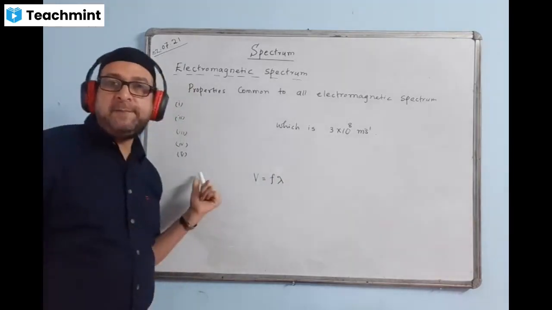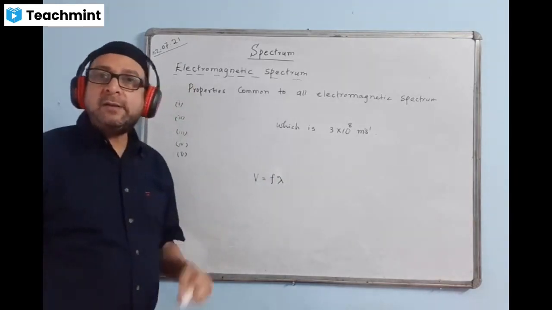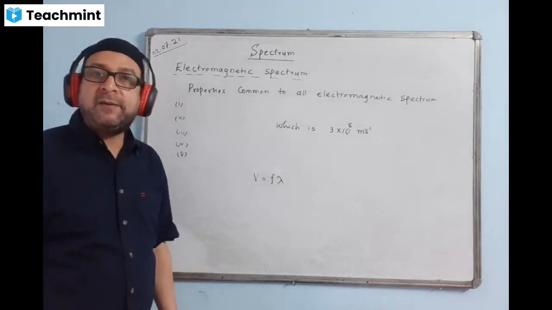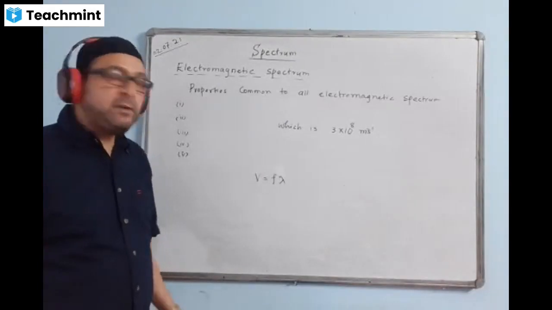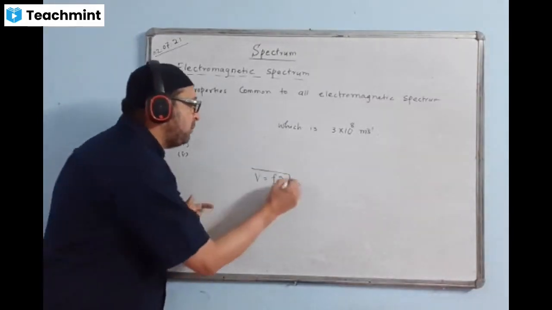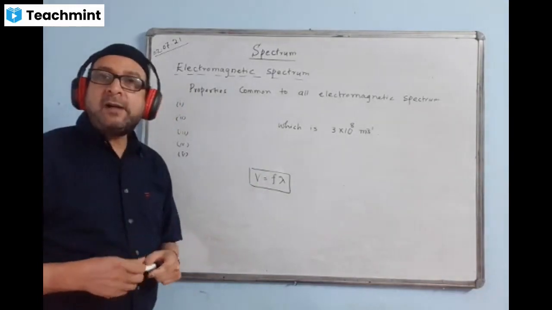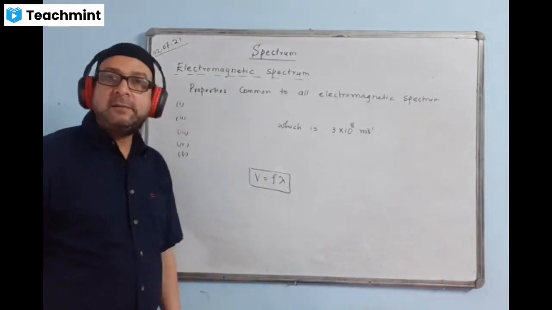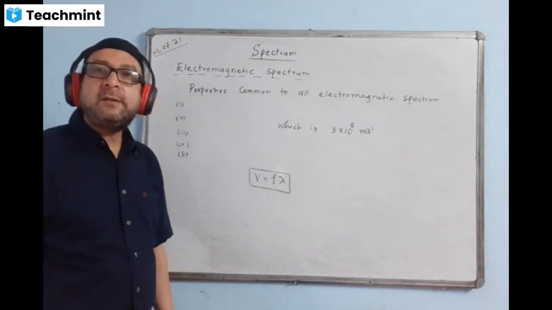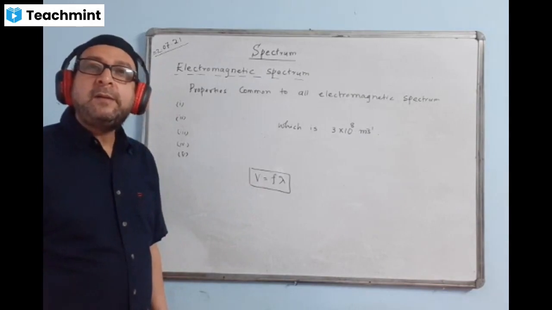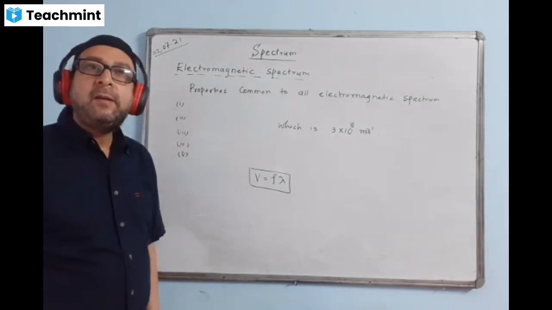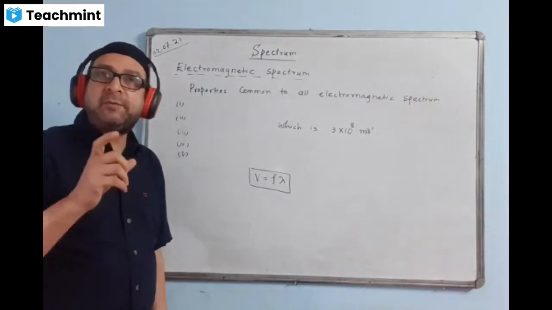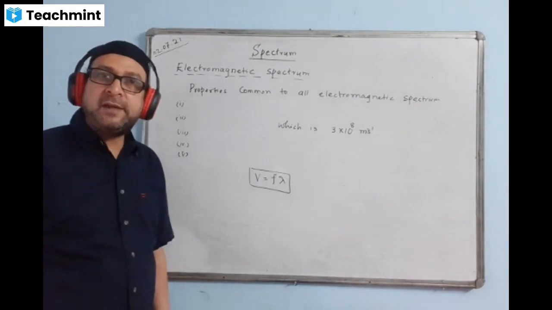The last point which you have written, please write down: they all are transverse waves following the equation v equals f lambda. Please write down this also. Just the last point which you have written: they all are transverse waves. Have you written that?